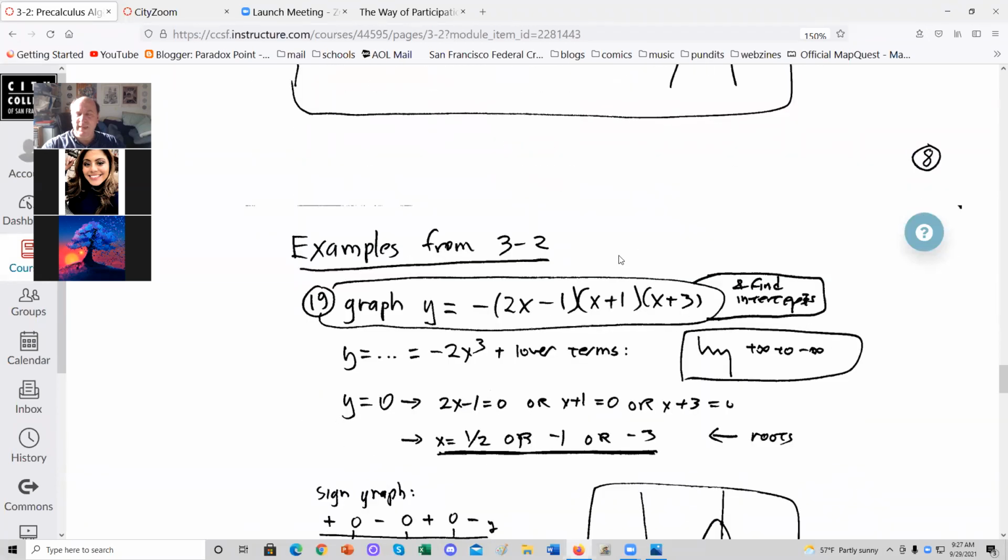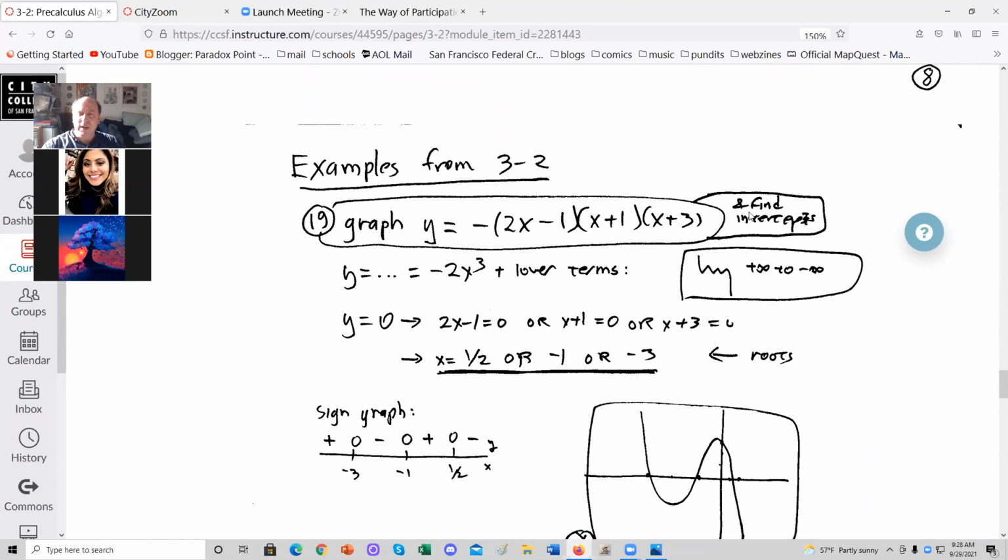So for example, graph y equals negative (2x minus 1) times (x plus 1) times (x plus 3). Now, if you multiply it all out, you get negative 2x cubed plus lower terms. Negative 2 times x to an odd power means it goes from positive infinity to minus infinity, with some wiggles in between. For the intercepts, y equals 0 when 2x minus 1 equals 0, or x plus 1 is 0, or x plus 3 is 0. This will be true if x equals a half, or negative 1, or negative 3. These are the roots, these are the intercepts.